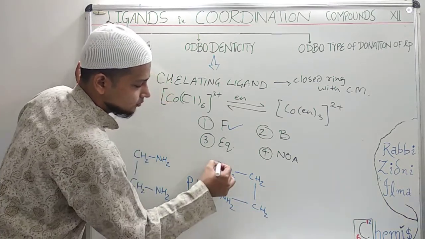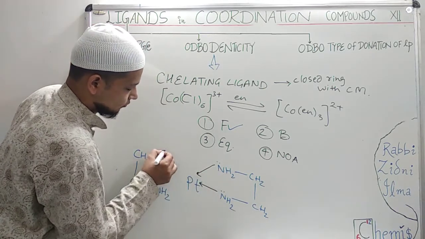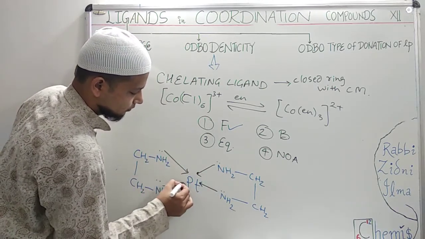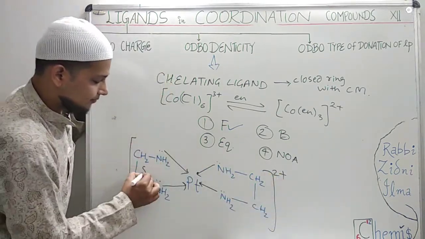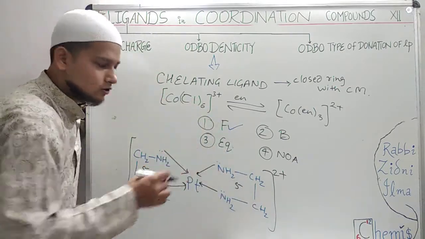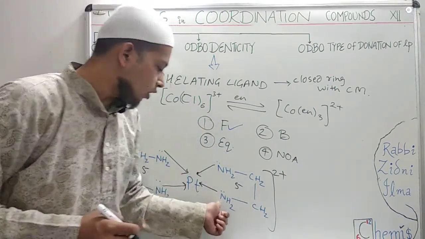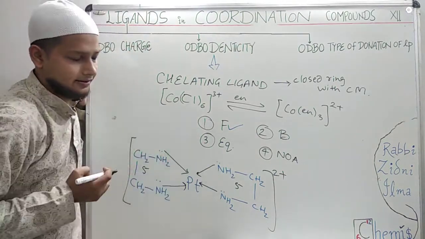Now the donor atoms 1, 2. So here we go donation, here we go donation. 1 and 2. Overall 2 plus charge. A 5-membered ring here, a 5-membered ring here. A closed ring is formed. So this complex is highly stabilized because formation of ring occurs here.